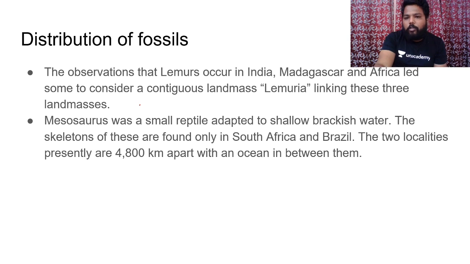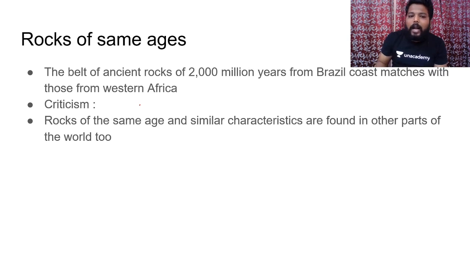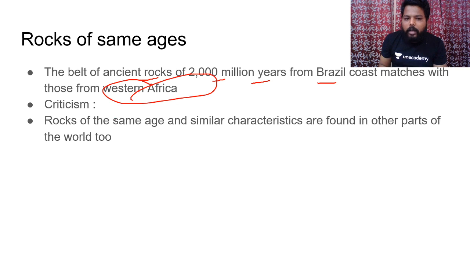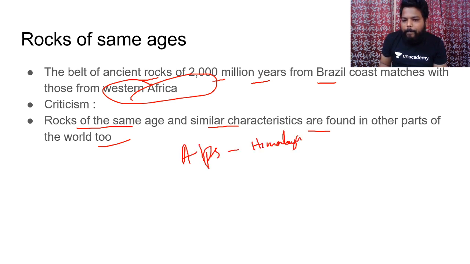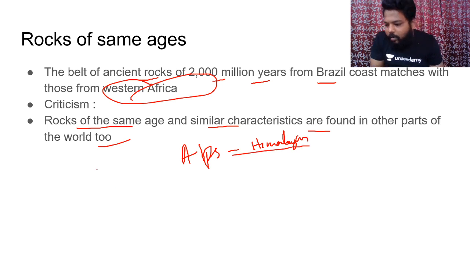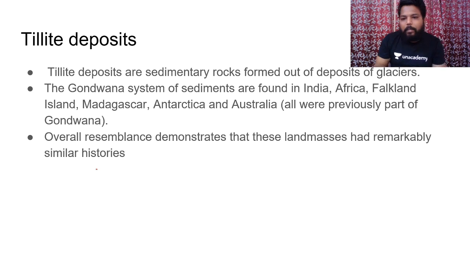And the distribution of fossils, as we have discussed, and I have said, like ancient rocks of 2000 million years from the Brazilian coast match with those of Western Africa. Like rocks of the same age and similar characteristics are found in other parts of the world too. If you could see, Alps mountains and Himalayan mountains have similarities. What does it mean? It means that India was part of Europe. No, absolutely false. And tillite deposits, clear, all these evidences were given by Alfred Wegener.